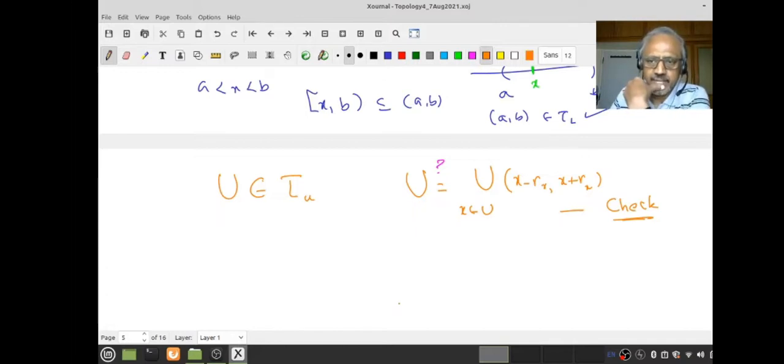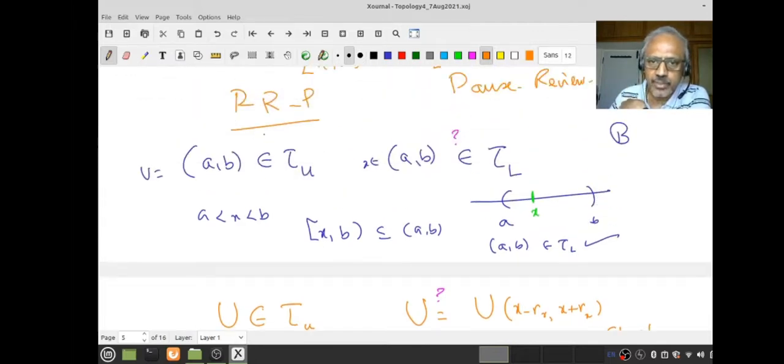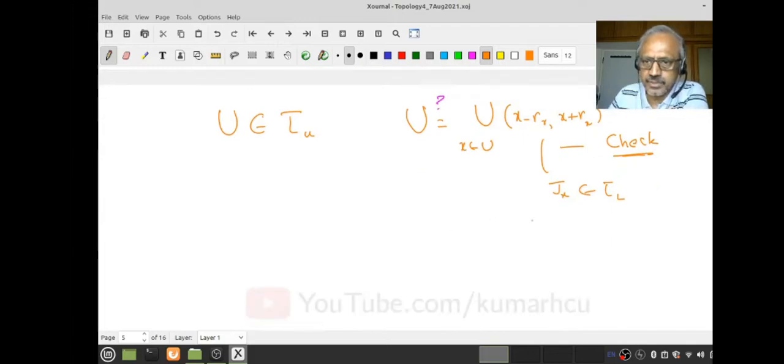Now what do I know? Each of these intervals (x minus r_x, x plus r_x), call it J_x. This is an interval, thus belongs to tau L. That's what we just proved: any open interval is open in the lower limit topology. Therefore this is open. Now what is U? U is a union of open sets in the lower limit topology. Therefore U itself belongs to tau L. Do you understand that?